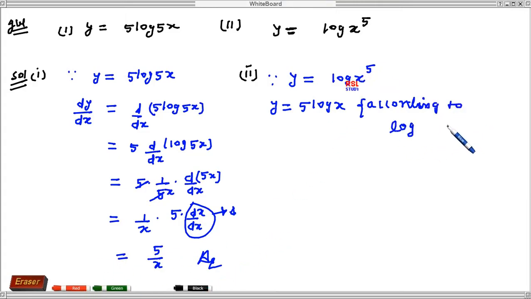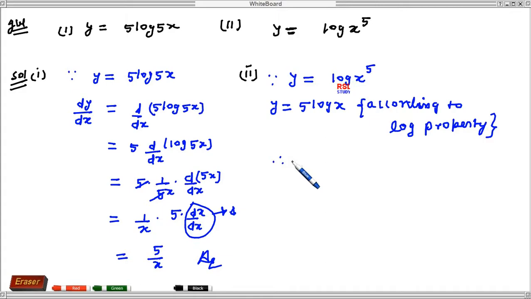Note this can be solved in two ways. Either remain in this form as it is, meaning don't bring this 5 in as a multiplicative factor, because according to the log property, if there is log x power something, then that something comes outside as a multiplicative factor.